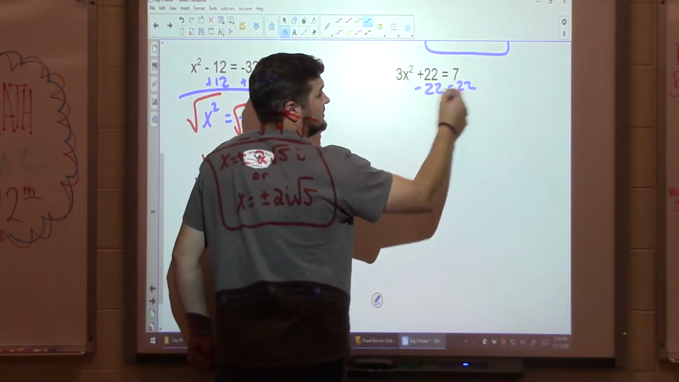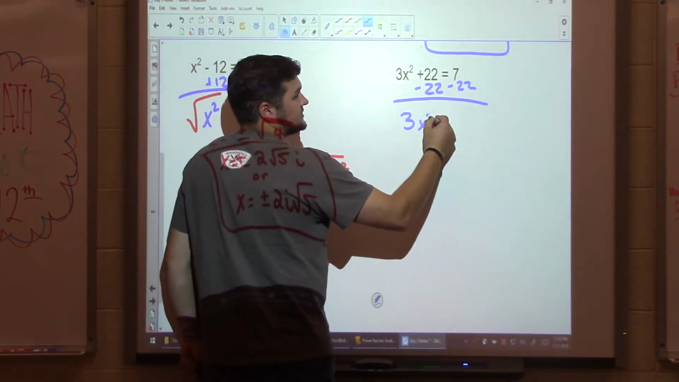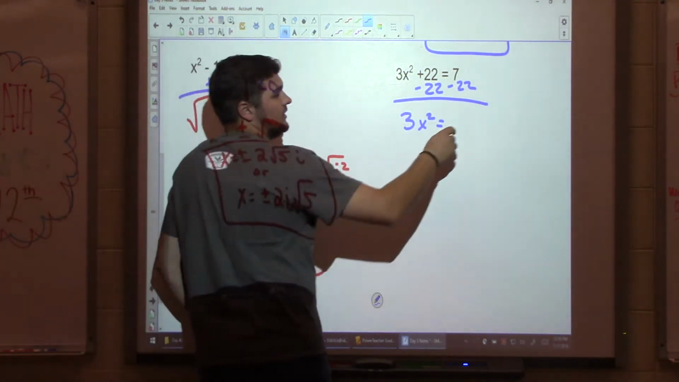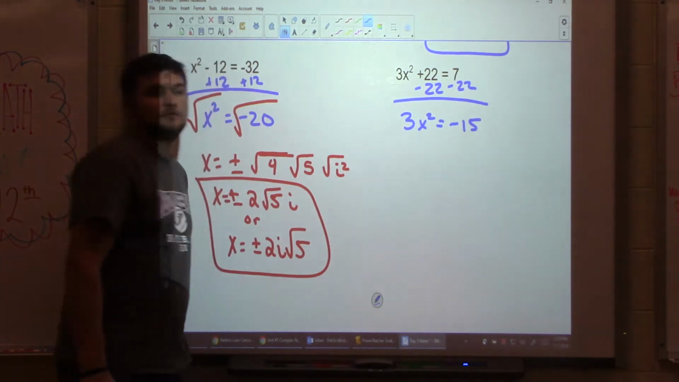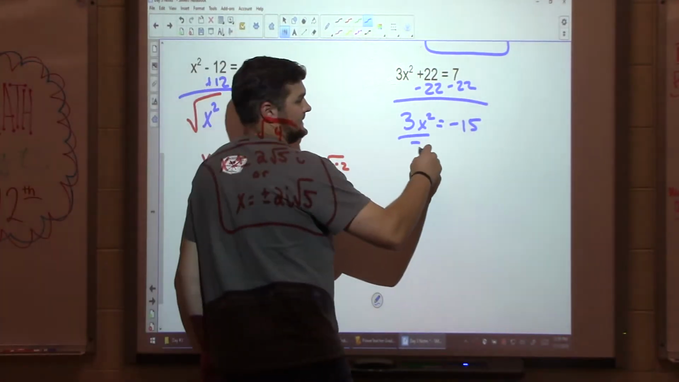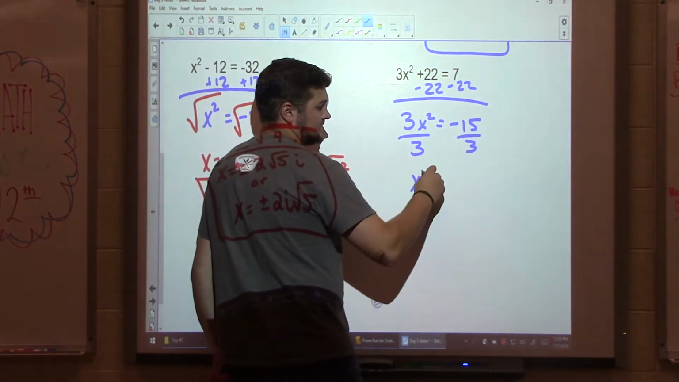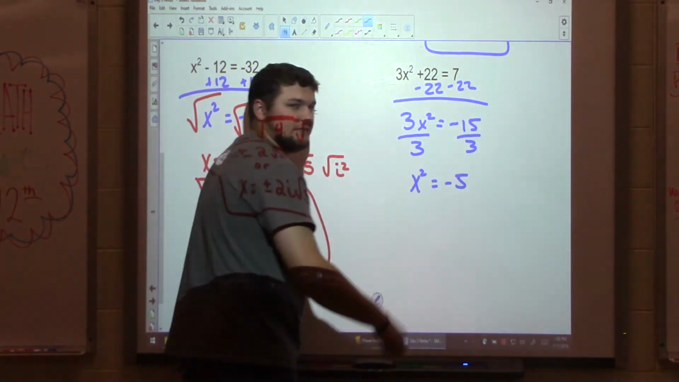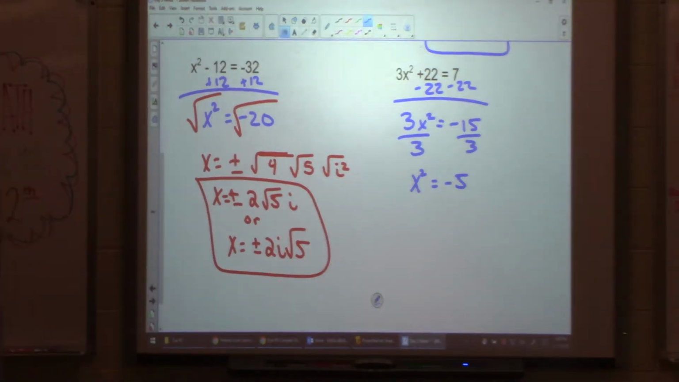Subtract 22. 3x squared equals -15. Tui, what do I do from here? Divide it by 3. Good. x squared equals -5. On this side of it. Miss Conroy, what do I do from here? Do the radicals, right? The square root. Good.